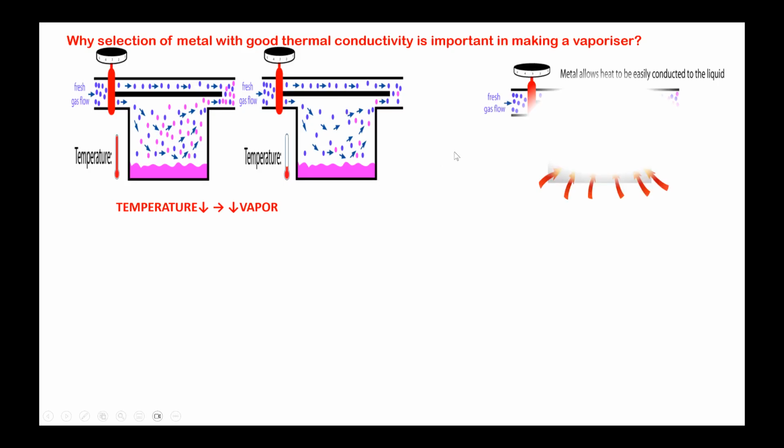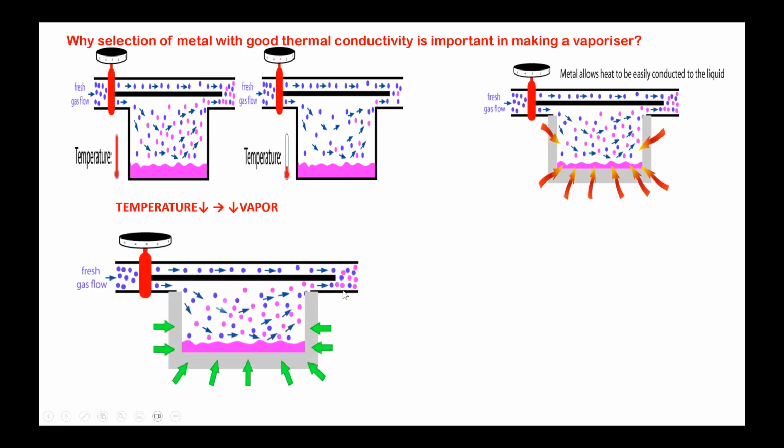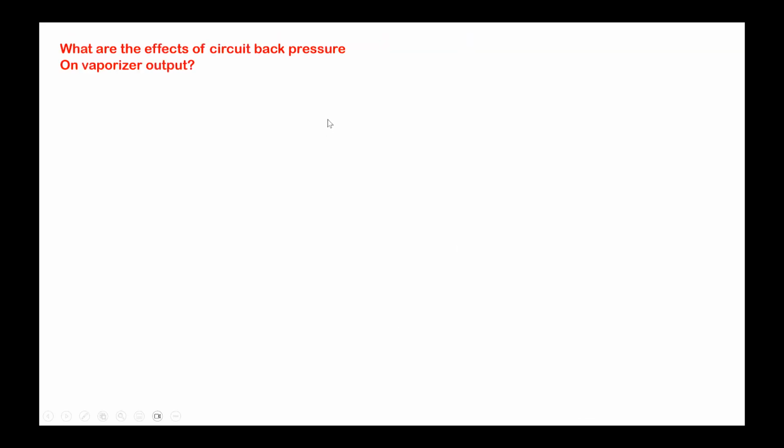Okay. So if you have a metal which can deliver heat from outside with a good conductivity, then vaporization will be helpful. Okay. So a metal which retains heat, that also will help to vaporize. And a metal which donates heat. So metal can conduct heat well, it can retain heat, or it can donate heat. From all these three aspects, the metal out of which we make the vaporizer is very, very important for maintaining the vaporization. Okay.